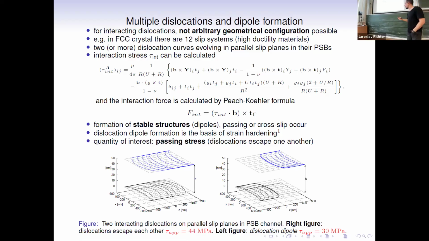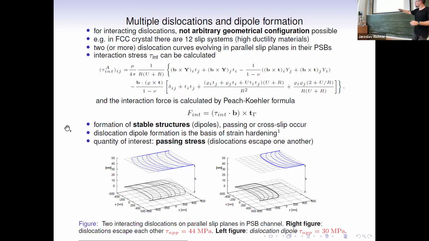An interesting question, which was proposed by Honza Kratochvíl, was: what is the necessary stress to form stable structures? The stable structures, in other words dipoles, are important for the dislocation community, because this dipole formation is basically associated with strain hardening.